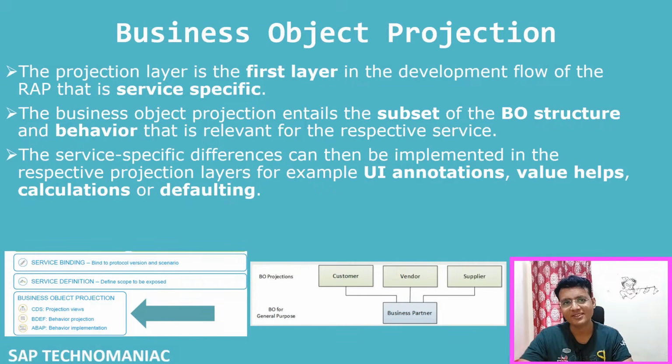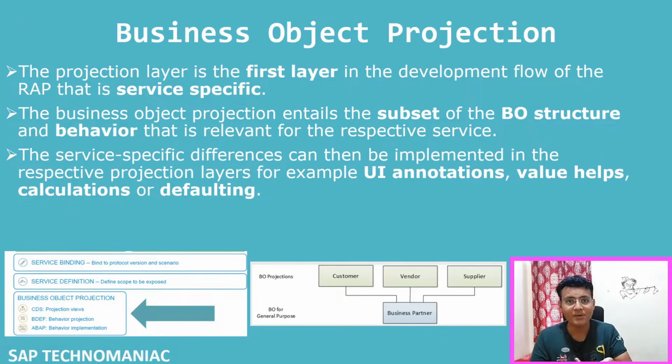Business object projection. This is the first layer where we are going to define our service specific things. In my previous step, we have already defined the business object. That business object is not specific to the service. That business object can be used in multiple services. For example, I just want to take one example of the business partner and the customer, vendor, supplier. You can see the business partner has a lot of common functionalities in SAP. It can act as a customer as well, vendor as well, and supplier as well.